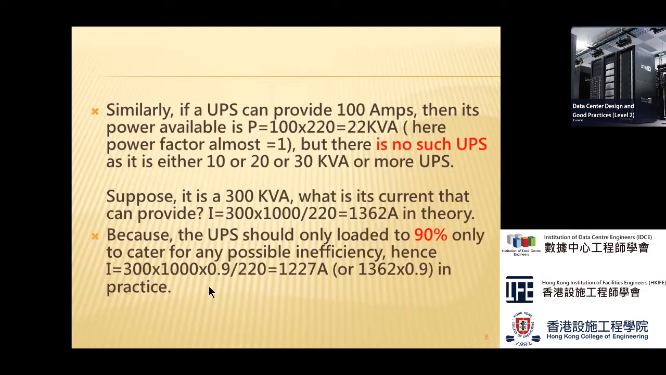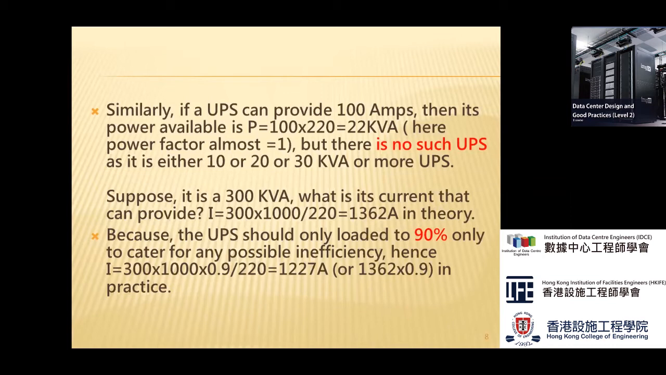So that's why you multiply by 0.9, divide by the voltage, and you'll find 1227 amp, which is very similar to what we did before, 1362 amp, because you only want to load 90%. You don't want to load more than 90%. You don't want the equipment being overheated at full load. You don't want to work yourself every day, 24 hours. You want to have some spare capacity.